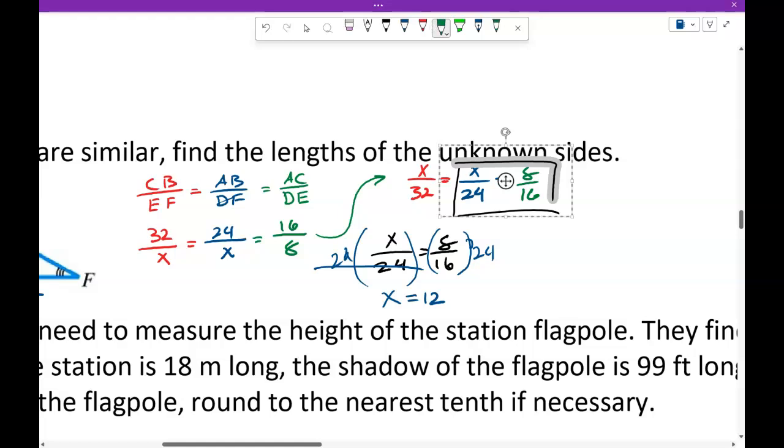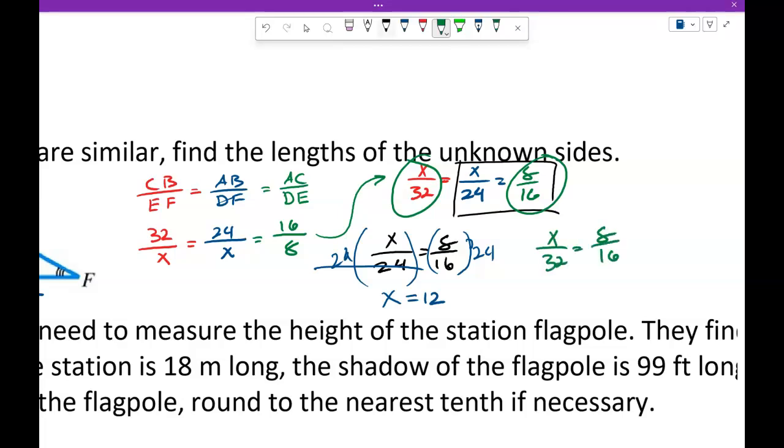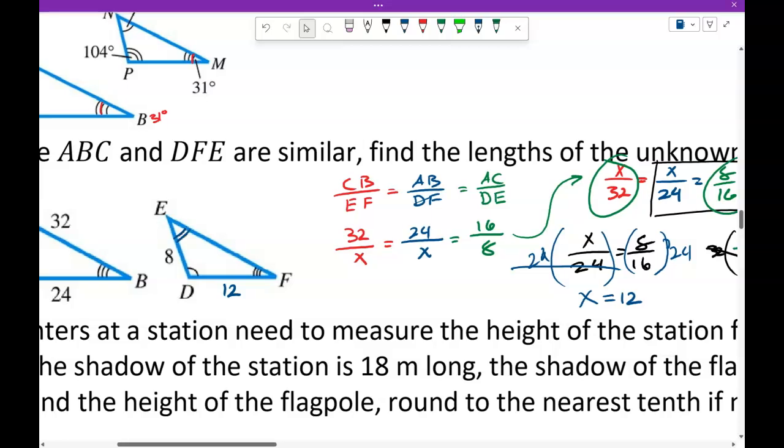Now we can go ahead and grab another proportion, X over 32 equals 8 over 16, and do the same thing. Multiply both sides by 32. So we get a value of X that equals 16. And so that means that side length EF is 16 units.